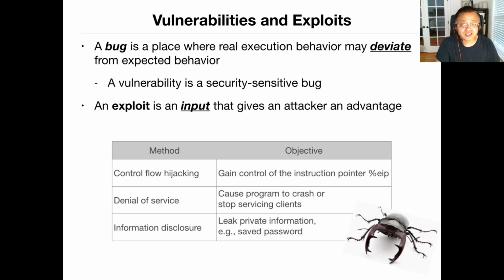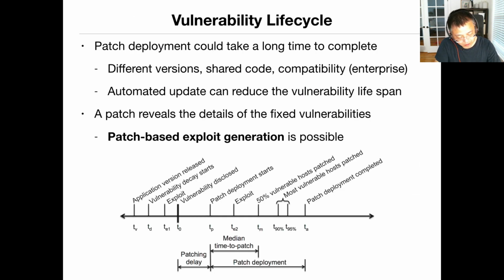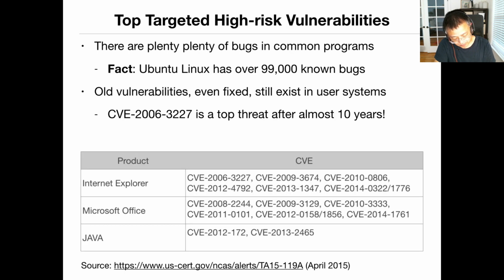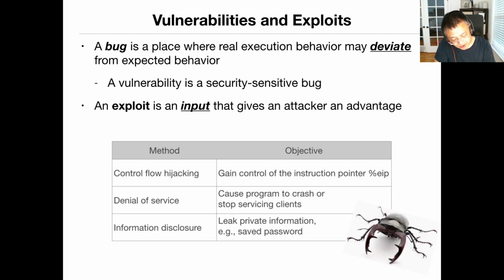Okay, vulnerability and exploits. What is a vulnerability and what is an exploit? To define a vulnerability, we first need to define a bug. A software bug is a place where real execution behavior may deviate from the expected behavior. This is a very broad definition. But a vulnerability is a security-sensitive bug.